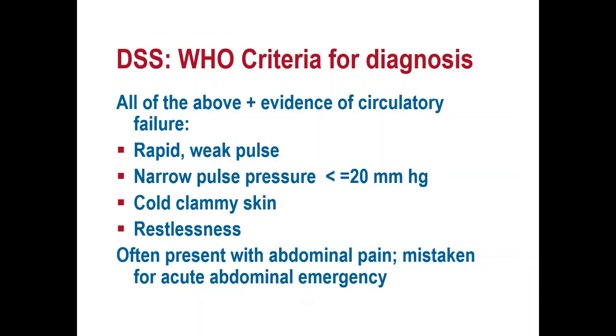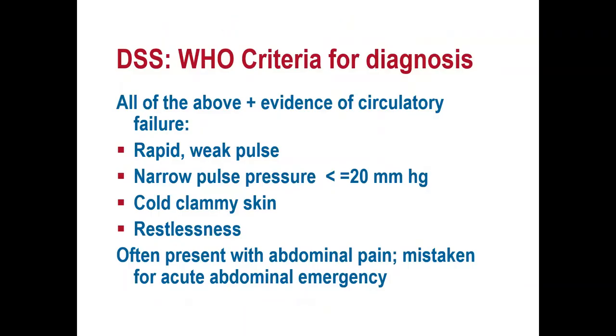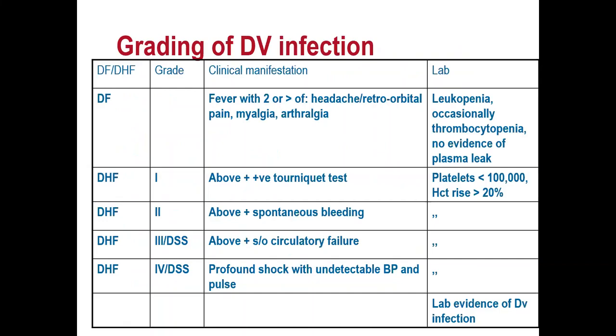Dengue shock syndrome, according to the criteria, includes all of the above that I explained in my previous slides: the hemorrhage, fever, thrombocytopenia, and evidence of plasma leak, along with evidence of circulatory failure: a rapid and weak pulse, a narrow pulse pressure, cold clammy skin, restlessness, and often abdominal pain, in which case it is mistaken for acute abdominal emergencies.